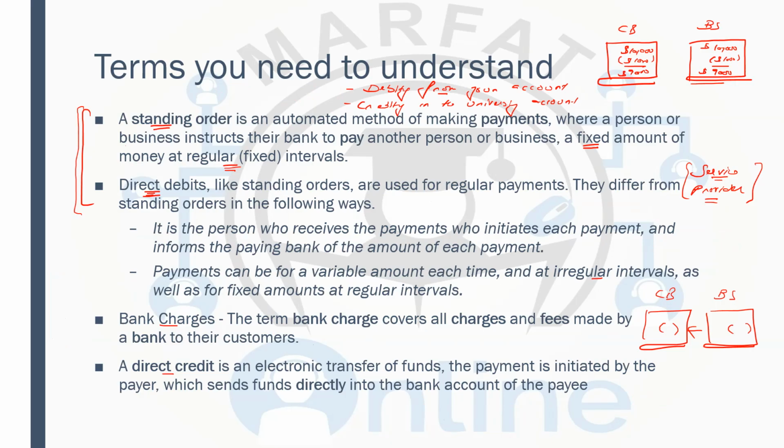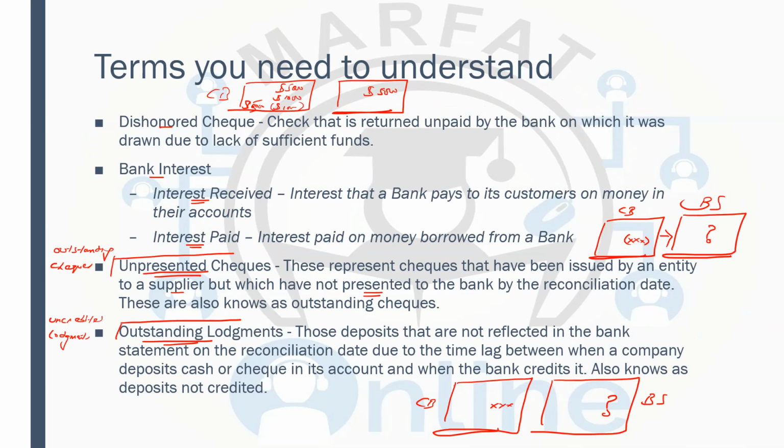A standing order and a direct debit payment: the payment is deducted directly from your bank account, and now you need to adjust it in your cash book. Bank charges deducted from your bank statement: now you need to adjust it in your cash book. Direct credit is the transfer directly into your bank account. Now you need to add it in your cash book. Dishonored check: you added that into your cash book, not cleared by the bank, so you need to remove it from your cash book.